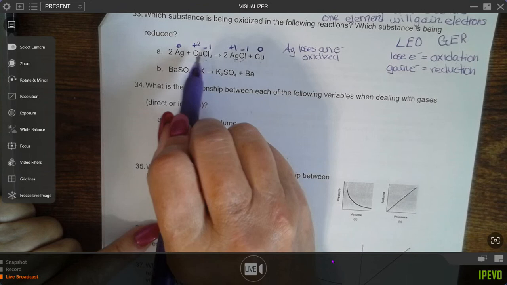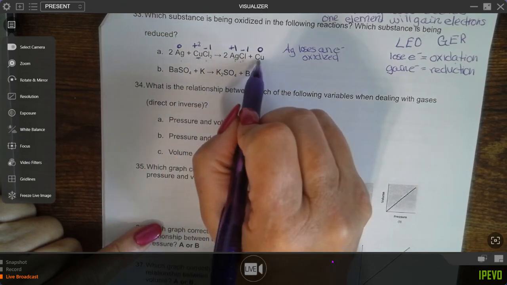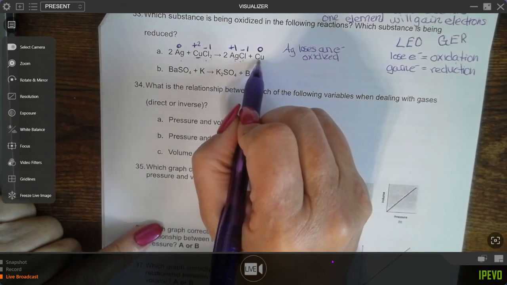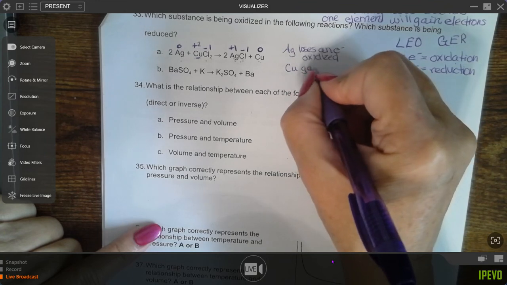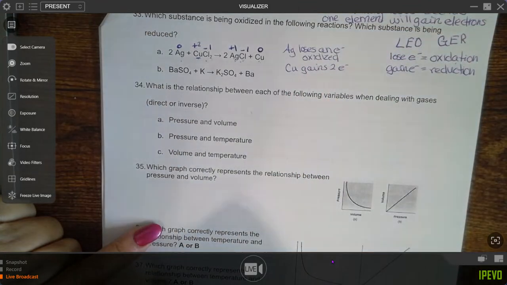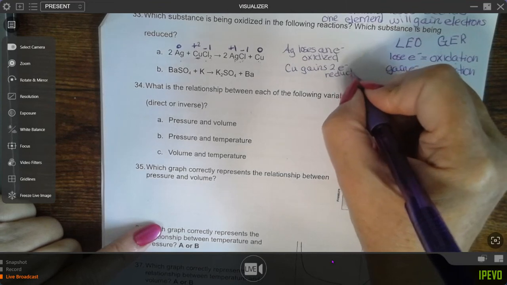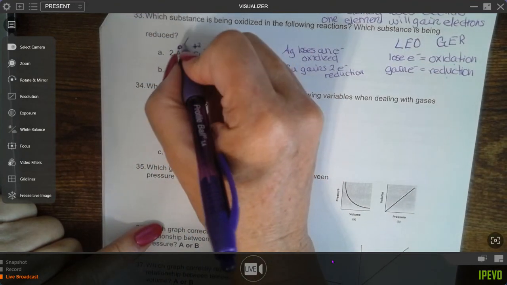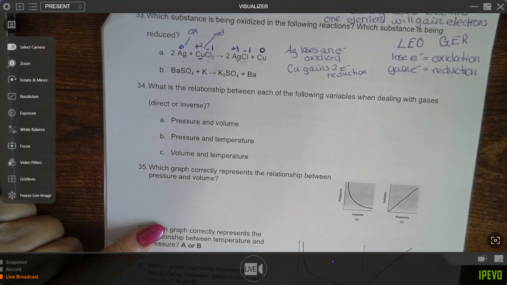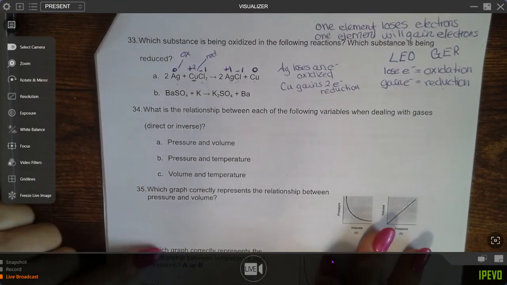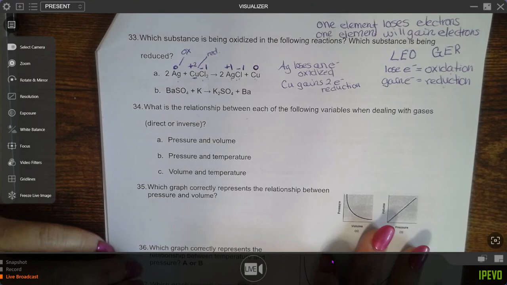And copper, see what happens to copper? Copper is a +2 ion on the reactant side. On the product side, we have a copper atom with a 0 charge. The way that happens is copper gains 2 electrons. Gains electrons, reduction. So in this equation, the silver is oxidized, the copper is reduced. Again, there is one question on the final about this, so maybe this will give you just enough information to make an educated guess.